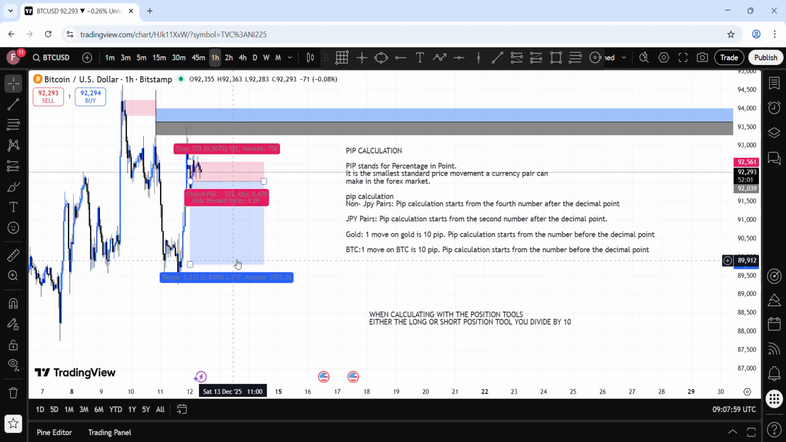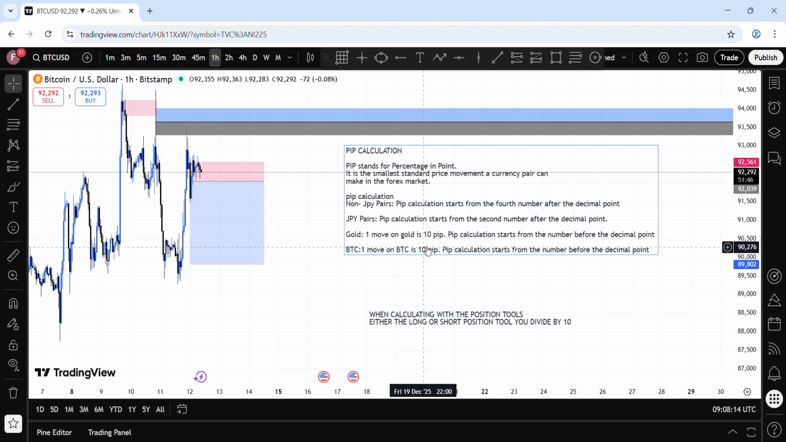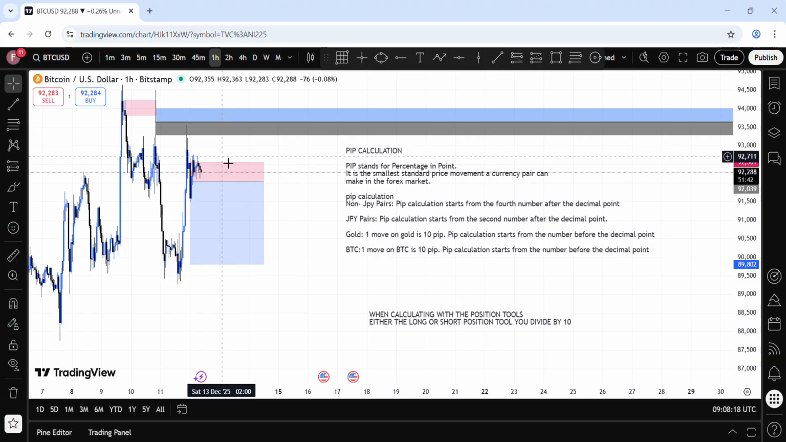Then to hit our target, the market needs to move 223 times, because it's 2237. You divide it by 10 to know our actual target. So when it comes to BTC and gold, when using the position 2, you divide by 10. You understand me? You divide by 10.